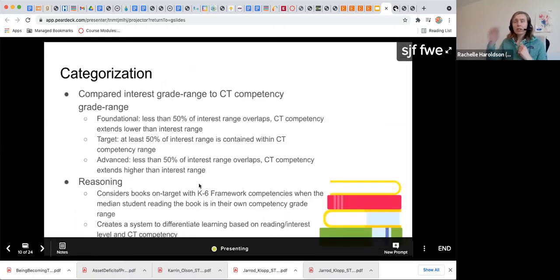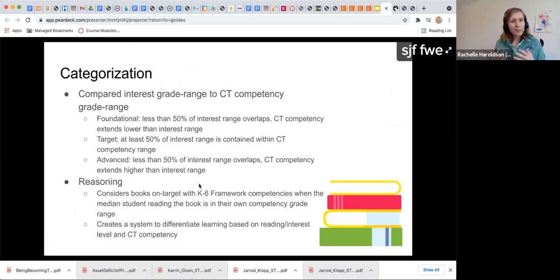So the categorization. We looked at the interest grade range, which sometimes is really difficult because publishers and different places like the Novelist K8 might have conflicting grade bands. So we typically at least try to go with what the publisher was saying. So we have the interest grade bands, which says this book was written for kindergartners to second graders. We think it would be most interesting to this grade band. And then we compared that to the computational thinking competency grade band.